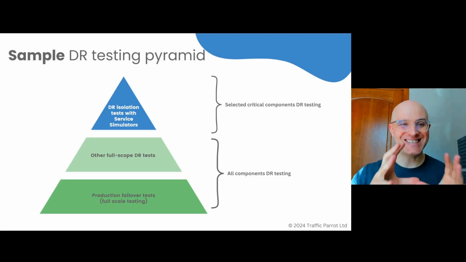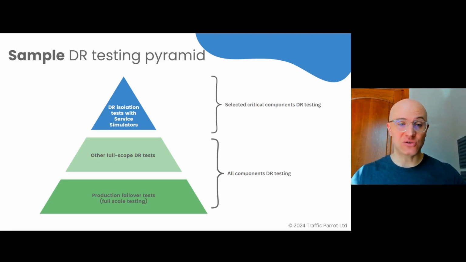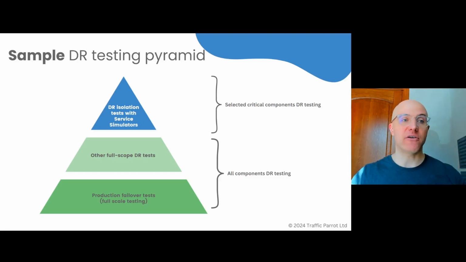And this DR testing pyramid would look a bit different once you get to RTOs and RPOs of minutes or seconds further down the line, because the component DR tests would probably be at the base of the pyramid. But as a starting point, this is very good to talk about with your team.